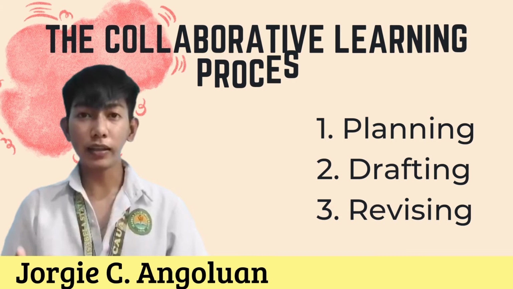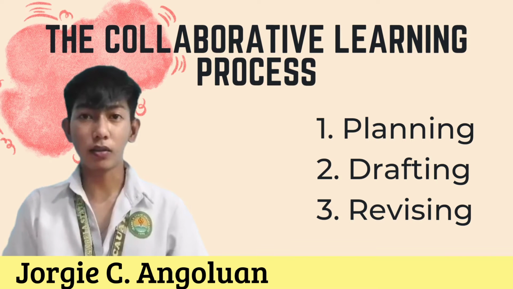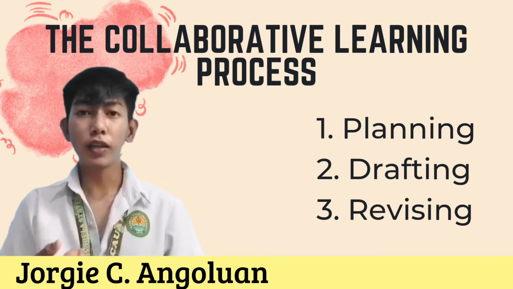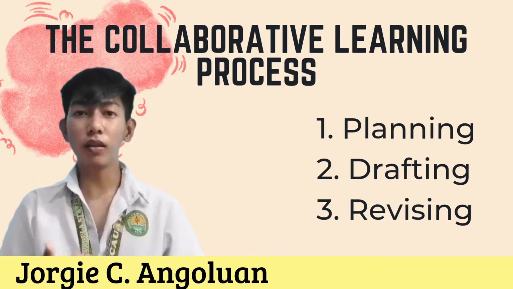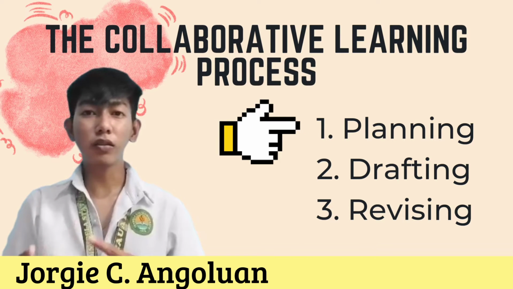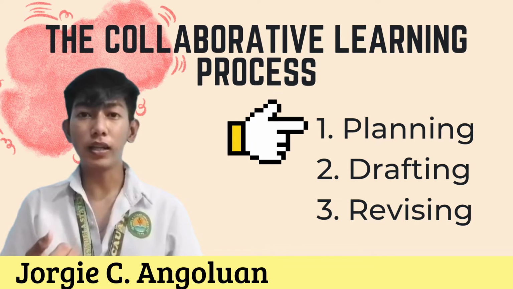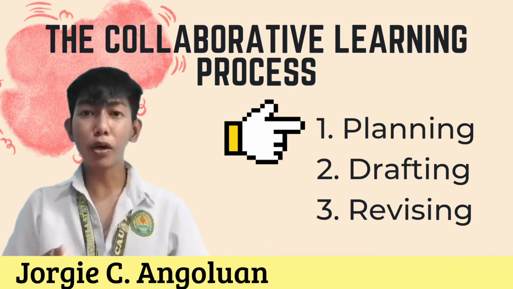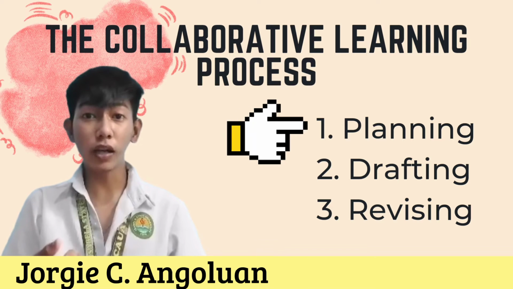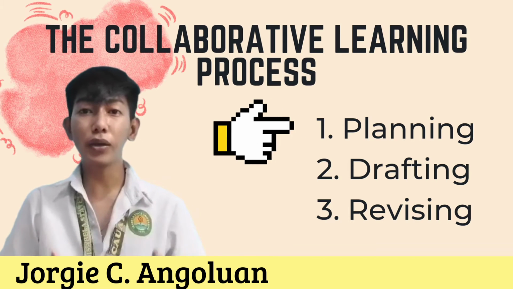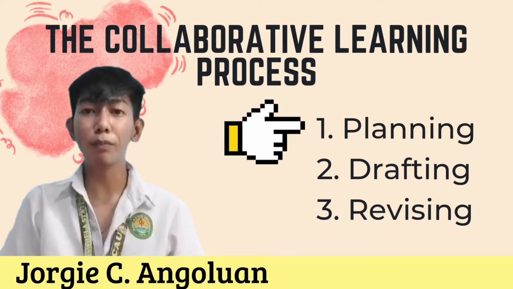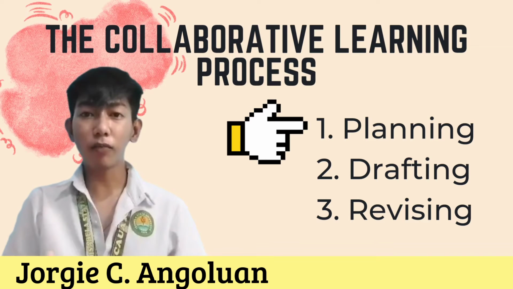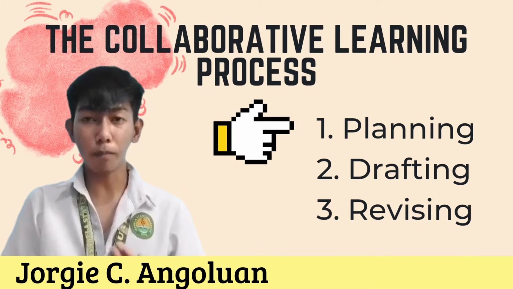In collaborative writing, there are 3 processes. We have the planning, drafting, and revising. So now let's proceed to the planning. Planning includes everything that is done before writing. In collaborative writing, this is a particularly important step since it's crucial that all members of the team agree about the basic elements of the project and the logistics that will govern the project's completion.